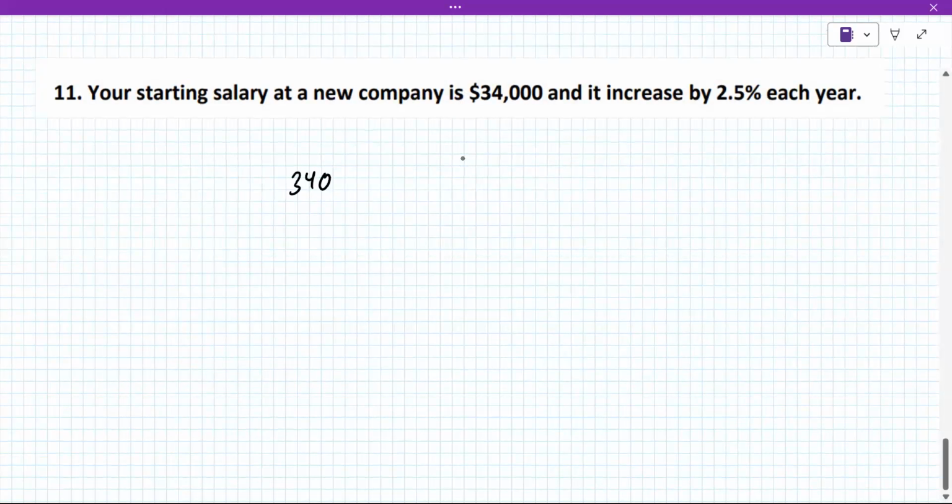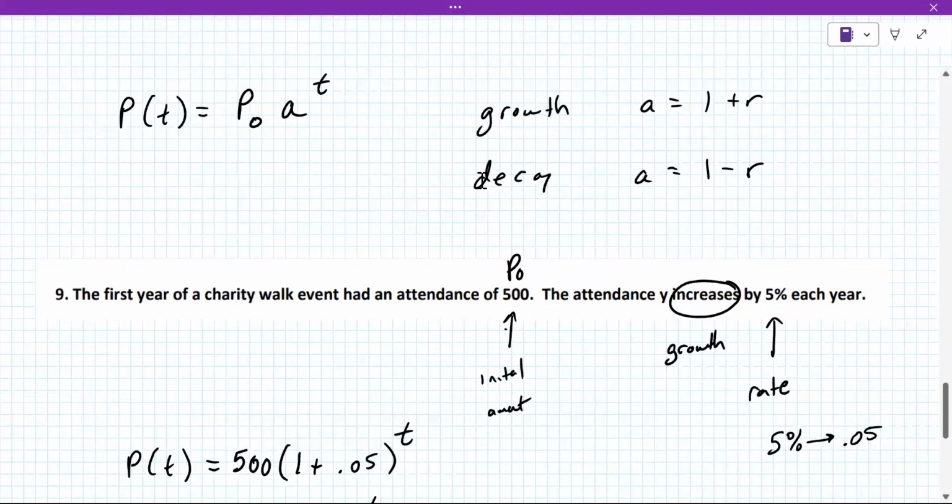34,000. Okay. Open bracket. 0.025. Okay. Wait. There's something that goes here. We can scroll up and look if we need to. Scroll up. Wait, is it your starting salary? Your company is 34,000 in it. I don't know. Let's go back and look.